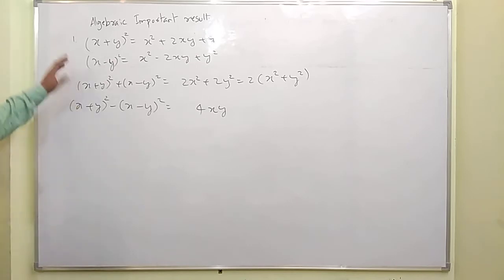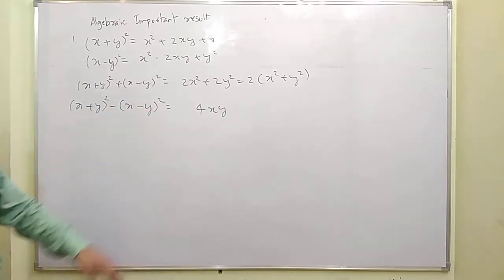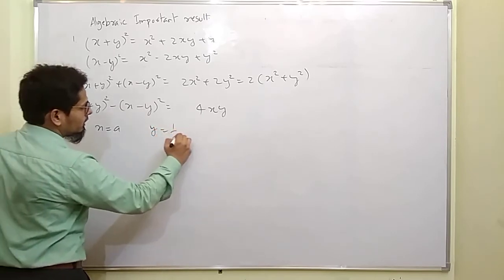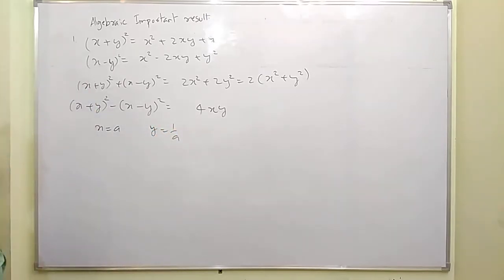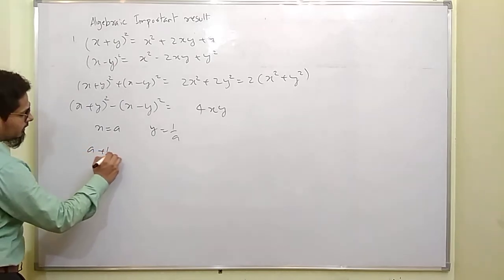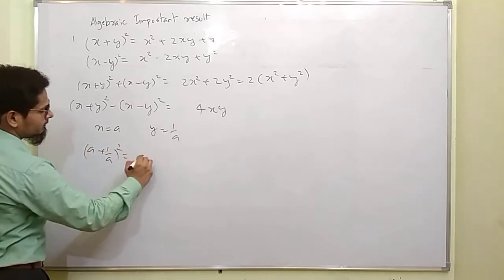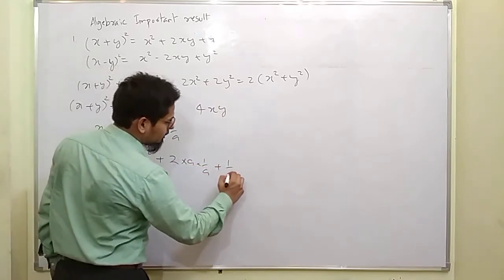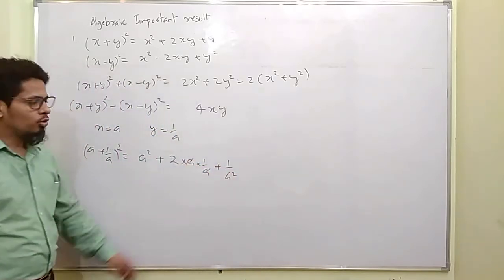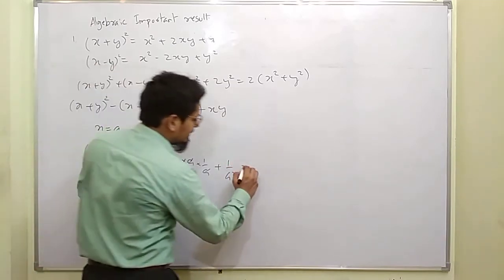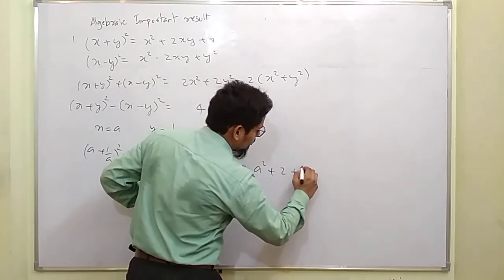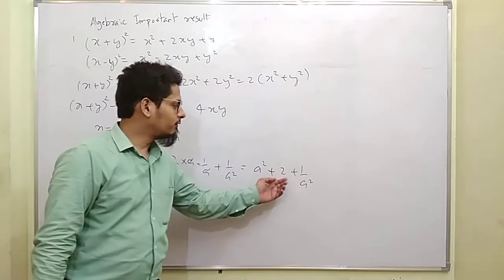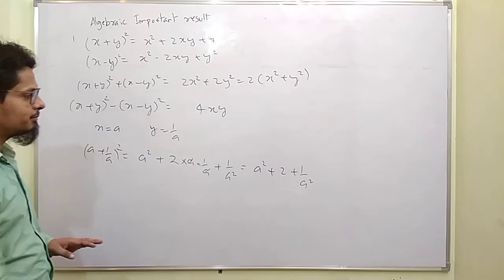And after this, all these results will change in some other way. For example, if you are taking x is equal to a and y is equal to 1 upon a, then what will we get? We will get a plus 1 upon a of whole square is equal to a square plus 2 into a and 1 upon a plus 1 upon a square. A and a has cancelled. Only 2 will be there. So it is a square plus 2 plus 1 upon a square, right? The terms may come after and before, no issue, you can shift.